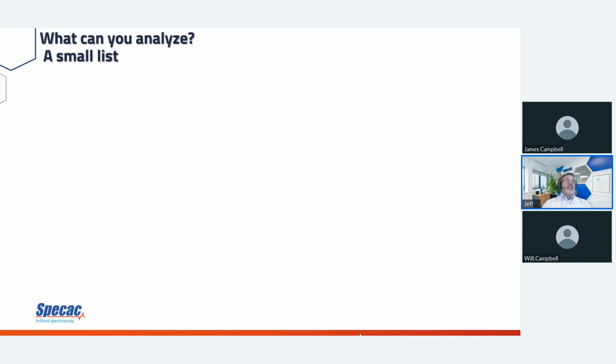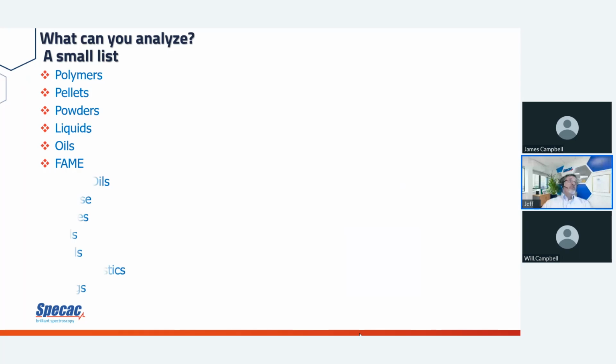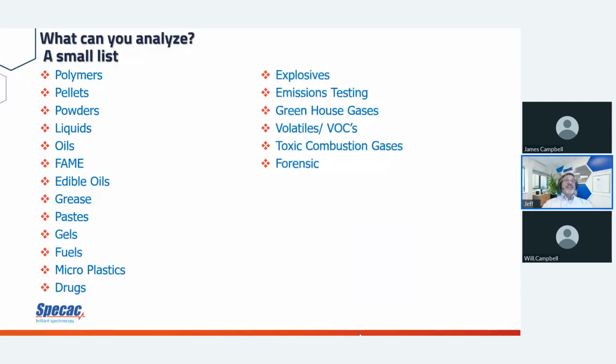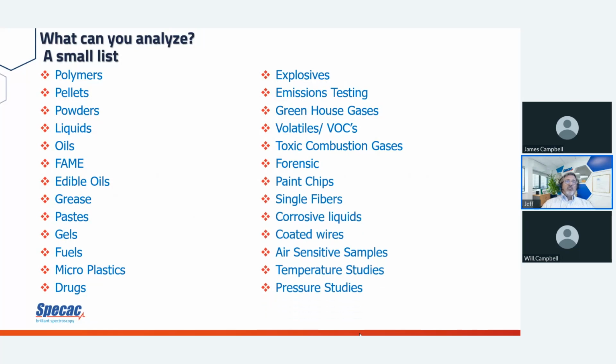So what can you analyze? Here's just a small list of different solids, liquids, and gases. And boy, that took a long time to load up. Pastes, gels, drugs, going into gases. Explosives: you can do the raw explosive or the gases from the explosives, toxic gases, fibers, air-sensitive samples. A lot can be analyzed. It covers a wide variety of samples that can be worked with.